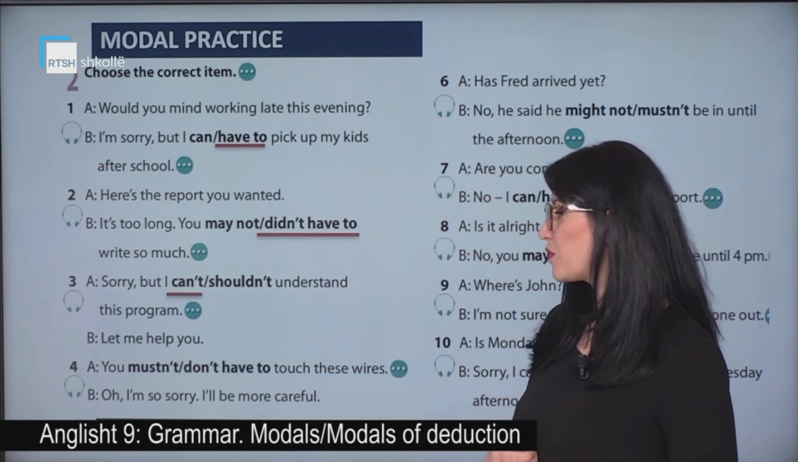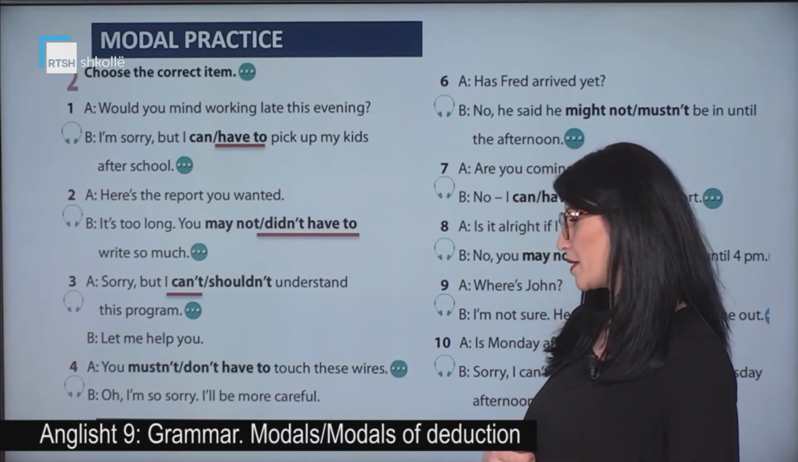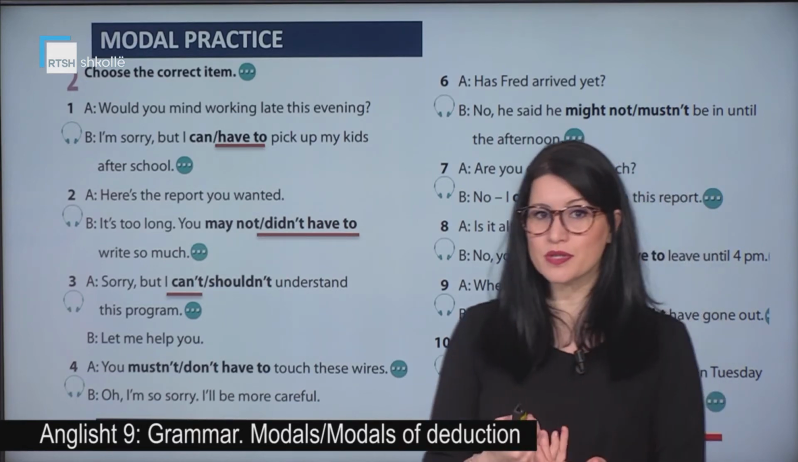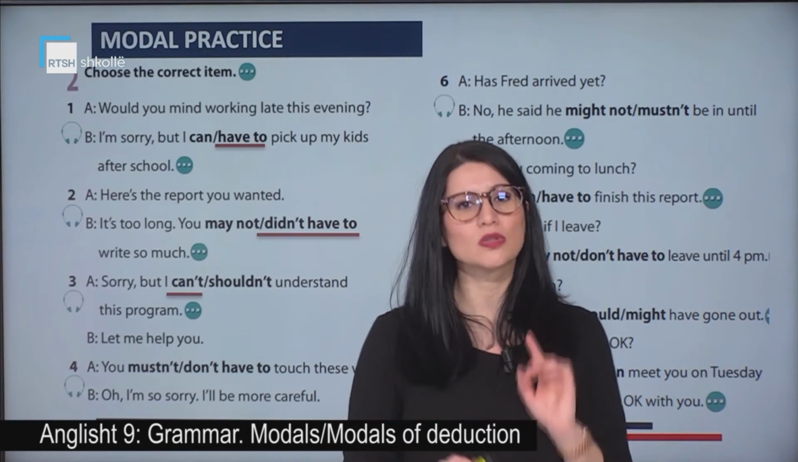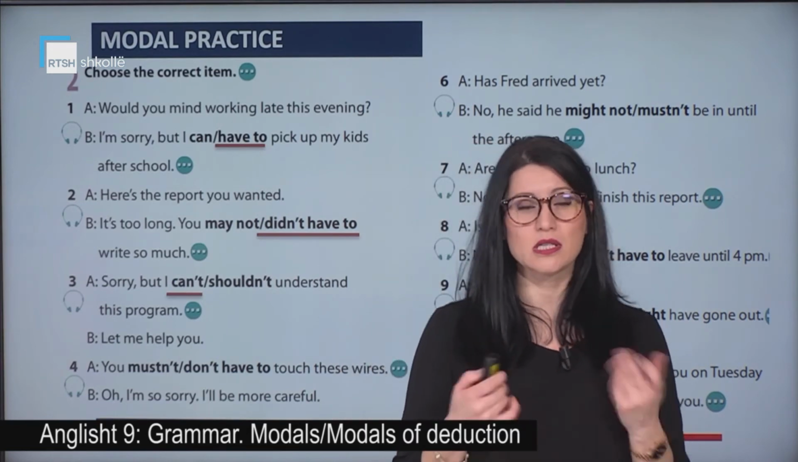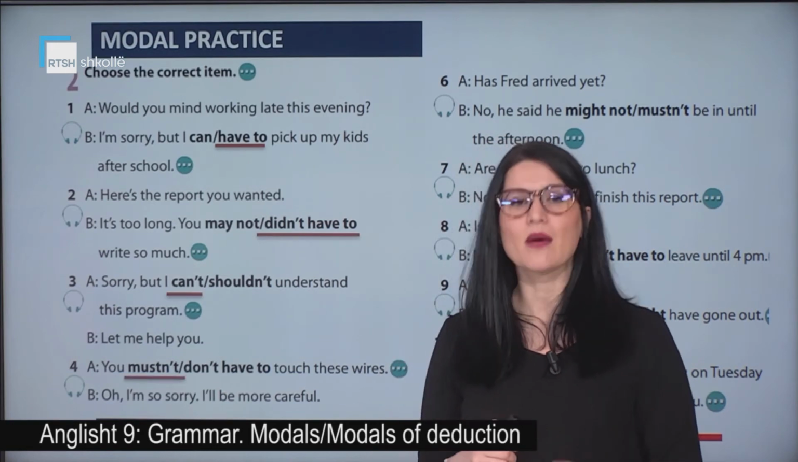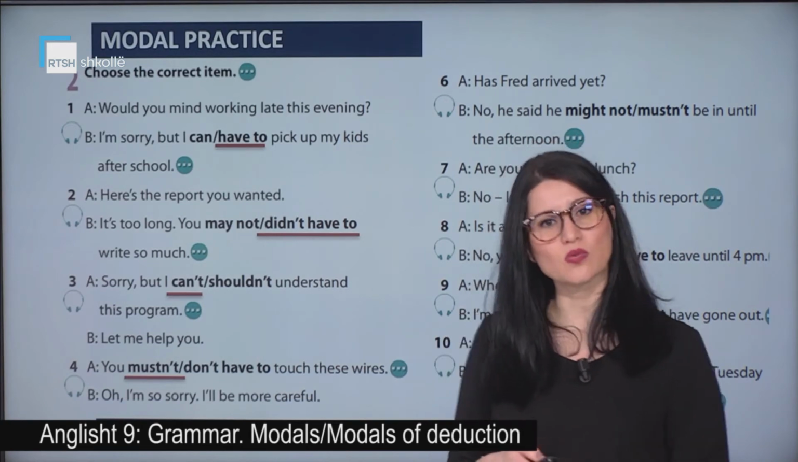Let's go on with number 4. You mustn't or don't have to touch these wires. Oh, I'm sorry, I'll be more careful. Now, this person here is saying that it is not allowed, you are not given permission to touch these wires. So, which modal expresses something that is not allowed? And it is mustn't. And here it is a sentence. You mustn't touch these wires.